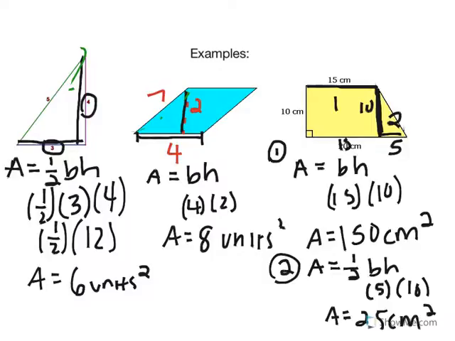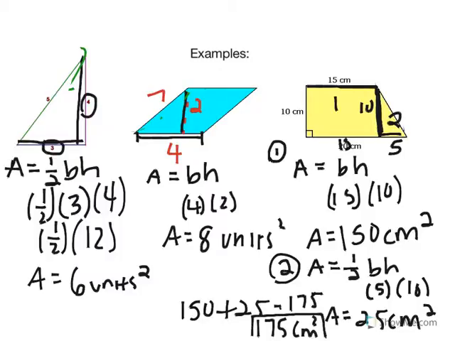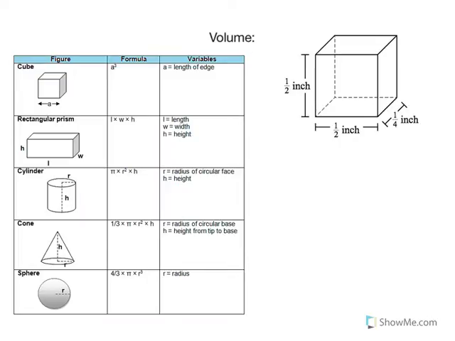So now, finally, we add the 2 areas together. So it's 150 plus 25, and that gets us 175, but don't forget the units. Centimeters squared is our final answer. Now let's move on to volume.